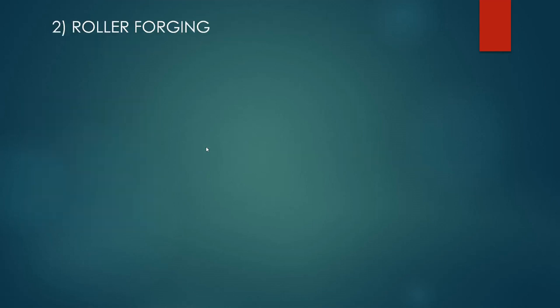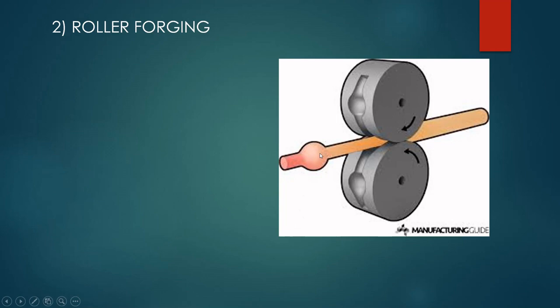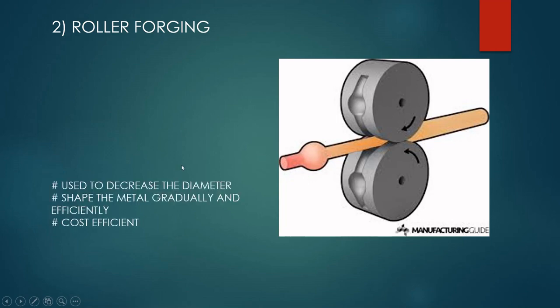Now there is an advanced forging method which is roll forging, and this roll forging is done extensively in the case of a rod where we need to vary the diameter. Now as we can see, there is a pattern over the roller, and this gives us the desired shape on the rod. And this forging is very efficient because rather than spending time on the forging process, roll forging can decrease the diameter by rolling, and can be efficient in the case of bar. This gives us the ability to decrease the diameter and shape the metal gradually and efficiently.